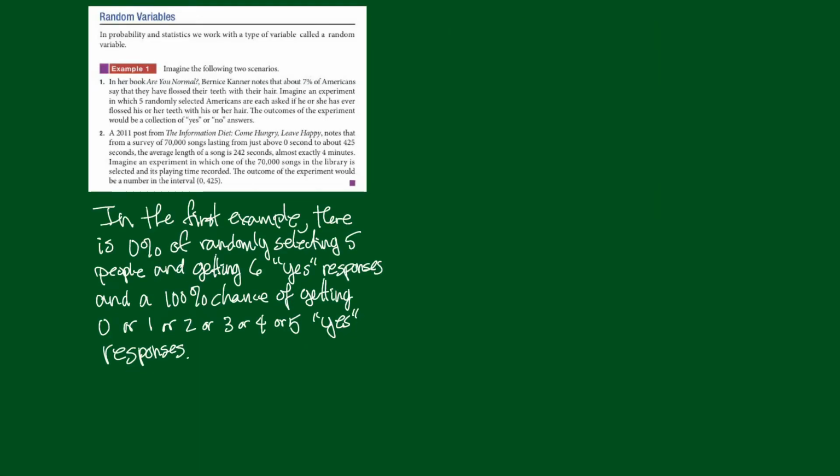So now what we're going to say is this. In this first example, the flossing teeth with the hair example, there is a 0% chance of randomly selecting 5 people and asking them yes or no and getting 6 yeses, right? That cannot happen. And there's a 100% chance of getting one of these numbers, 0, 1, 2, 3, 4, 5. One of those is going to come up. So 0 chance that it could be 6 yeses, 100% chance it's going to be in that group.